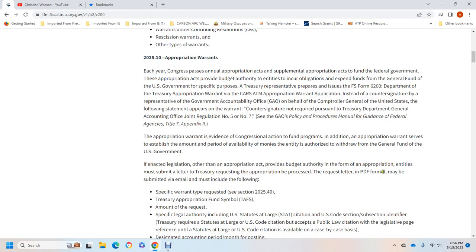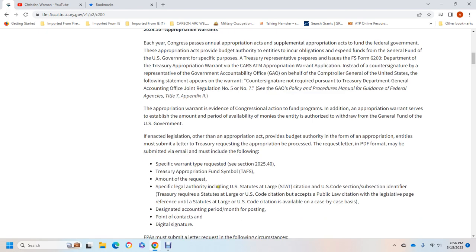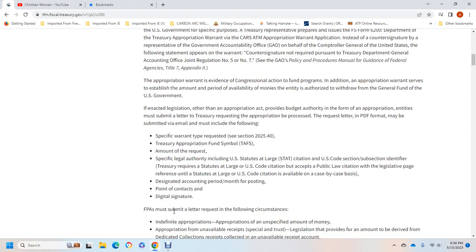The request letter in PDF format may be submitted via email. It must include the following: the specific warrant type requested, the Treasury appropriation fund symbol, the amount, the request for special authority, including the U.S. Statutes at Large citation and U.S. Code section and subsection identifiers, the designated account period, the month of posting, the month of the contact, and a digital signature.